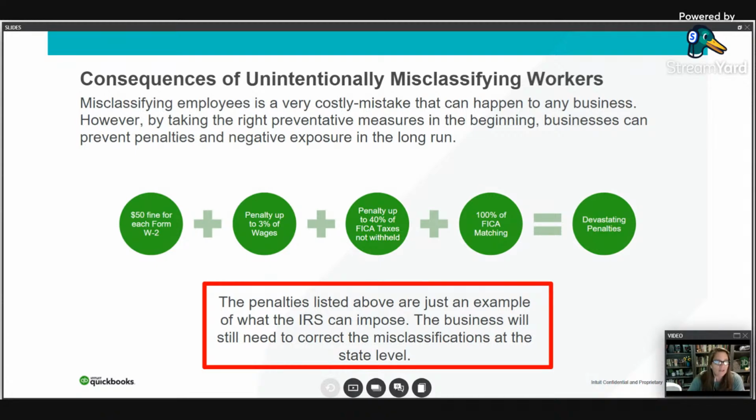The consequences are there's going to be a $50 fine for each W-2 form that the employer failed to file because the worker was classified as an independent contractor.